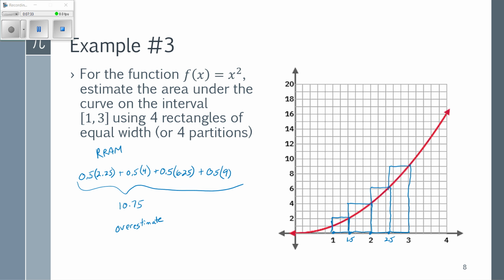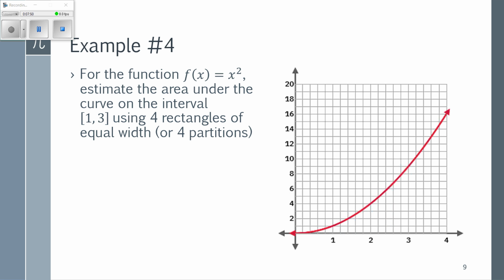I'd like you to give it a go on example 4 in our notes. I want you to go ahead and do the same thing, but this time use midpoint RAM. It's going to take you a little bit longer because the math is not quite as friendly with the numbers involved. But go ahead and find midpoint RAM on the exact same function, same partitions, all of that.